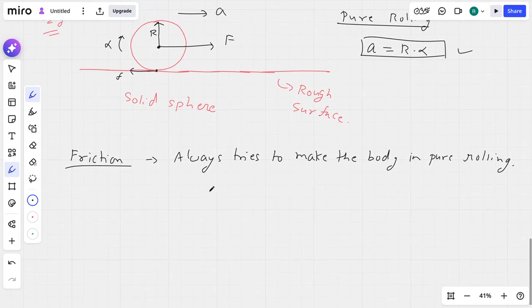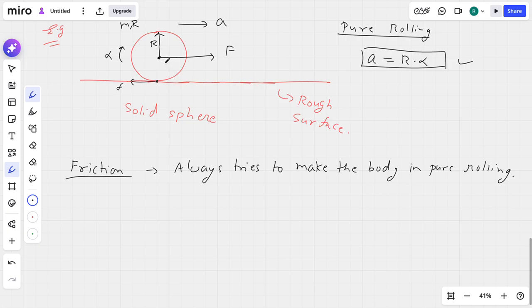Let's write some equations. What is the net force acting on this body? We can see that on this body two forces are acting. One is external force F in the forward direction, one is frictional force f in the backward direction. So the net force gives F minus f equal to mass into acceleration, m a.